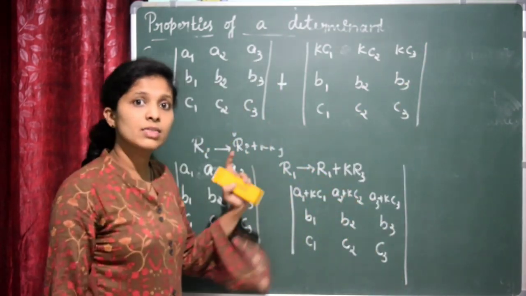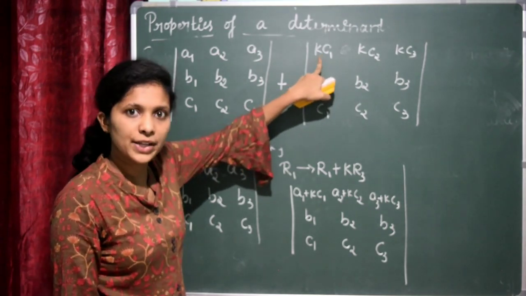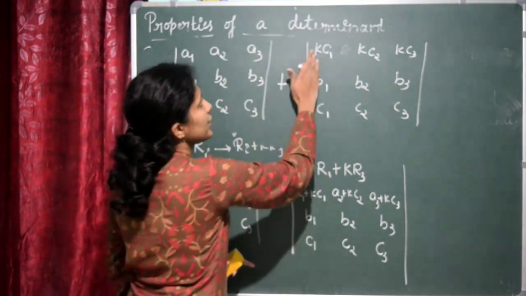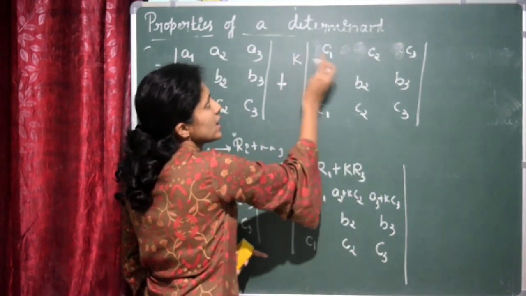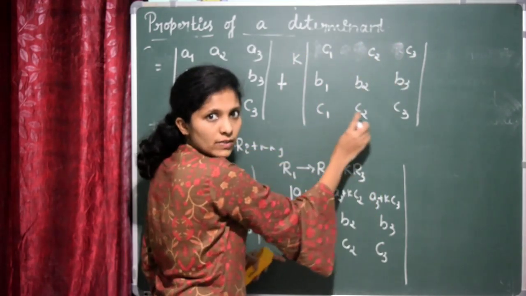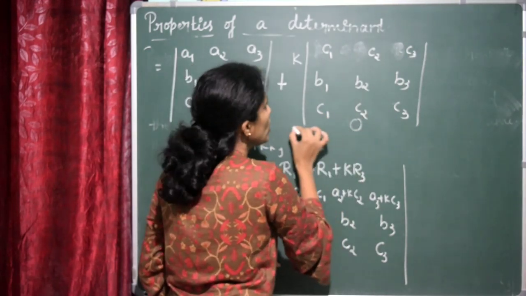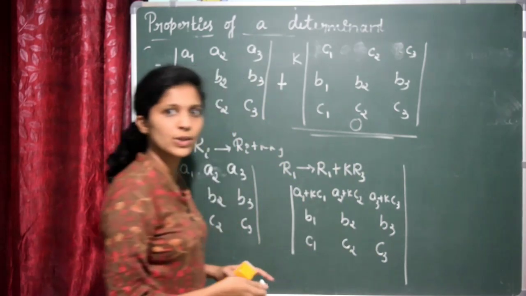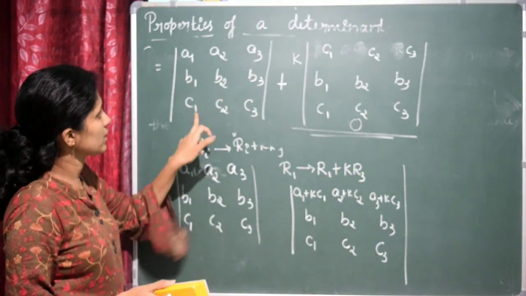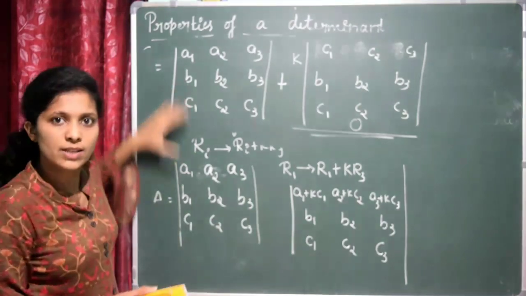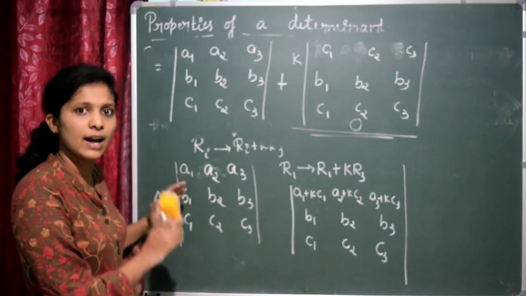By using the fourth property, I can take K constant common here, right? If I take K common, what is remaining? C1, C2, C3. Here also C1, C2, C3. Two rows are equal, so the determinant of this will be equal to 0. So this whole term is equal to 0, right? Now remaining with only A1, A2, A3, B1, B2, B3, C1, C2, C3. So these both are same. Is it clear? You can give any operations but the determinant will be unchanged.